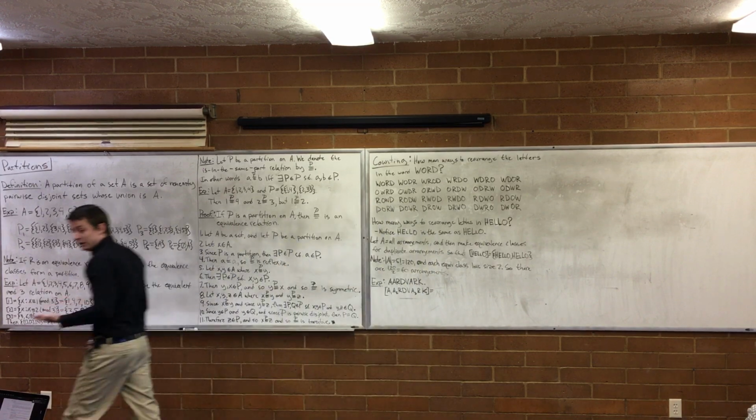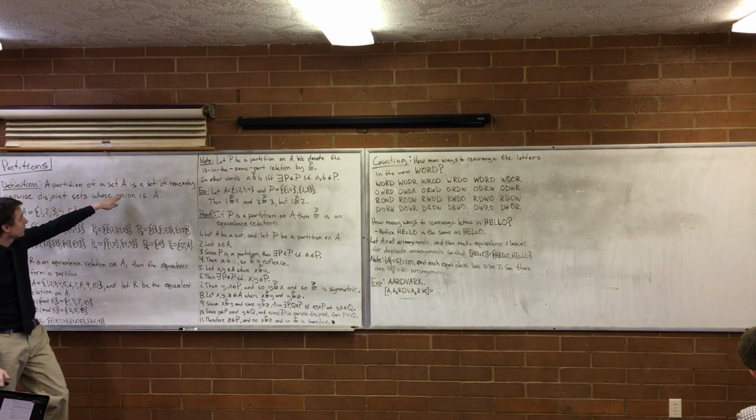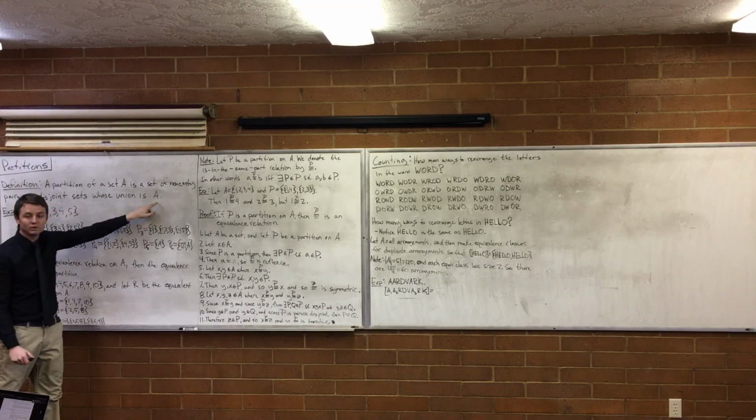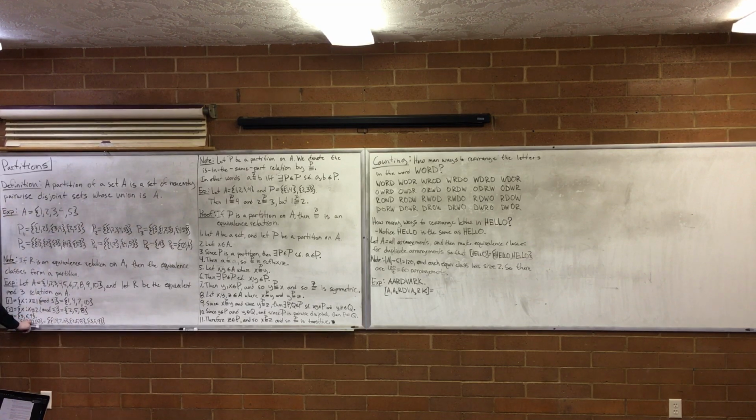And a partition is a really easy idea. You already have intuition for what partitions are. So let's just give you the definition and jump into it. So a partition of a set A is a set of non-empty, pairwise disjoint sets whose union is A. So let's read that one more time and then we'll get some intuition. A partition of a set A is a set of non-empty, pairwise disjoint sets whose union is A.